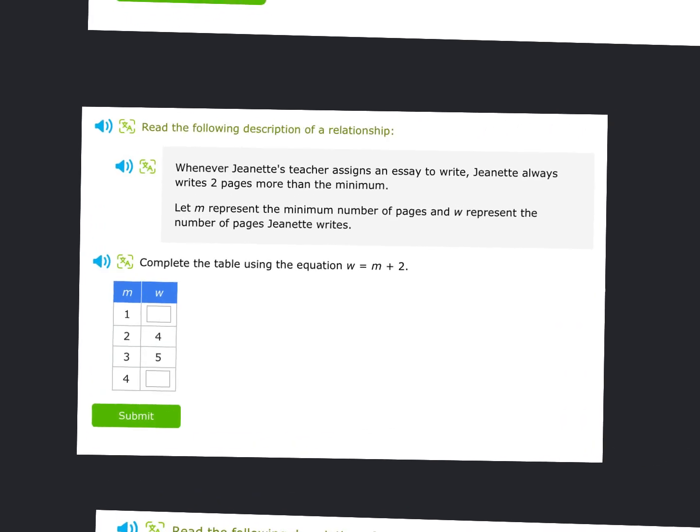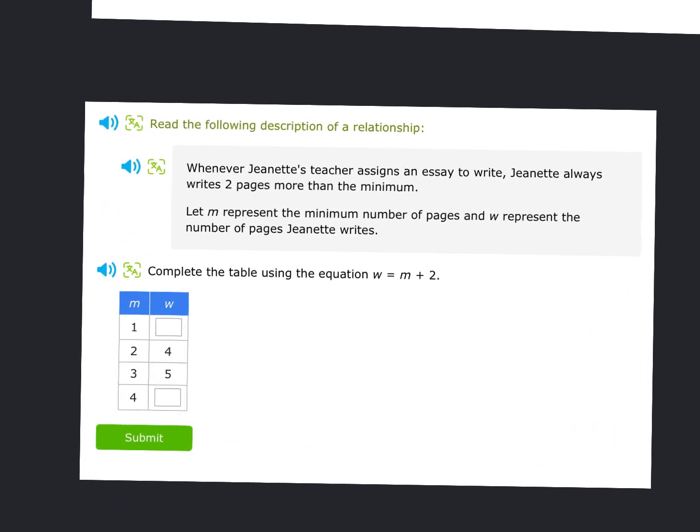We're going to skip down to one of these ones that we were talking about. So whenever Jeanette's teacher assigns an essay to write, Jeanette always writes 2 pages more than the minimum. Good job. Let M represent the minimum number of pages and W represent the number of pages Jeanette writes. So what we need to do here is we need to solve for W here, and we need to solve for W here. They already gave us two values already done. So we need to input M as 1.